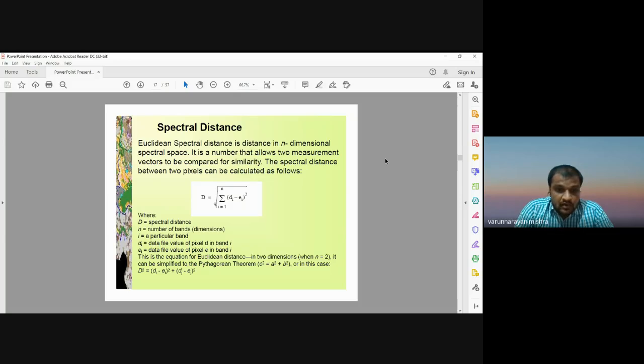This is the equation of Euclidean distance in two-dimensional space. It can be simplified to the Pythagorean theorem, that is c square is equal to a square plus b square, or it can also be written as d square is equal to (d_i minus e_i) whole square plus (d_j minus e_j) whole square. So this is the way in which we can calculate the spectral distance between two clusters of the pixels. That is also known as Euclidean spectral distance.